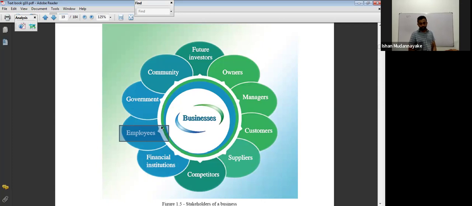Internal parties. And then all the other parties are external stakeholders in a business: customers, suppliers, competitors, financial institutions, government, community, future investors. Those are external stakeholders, external parties.